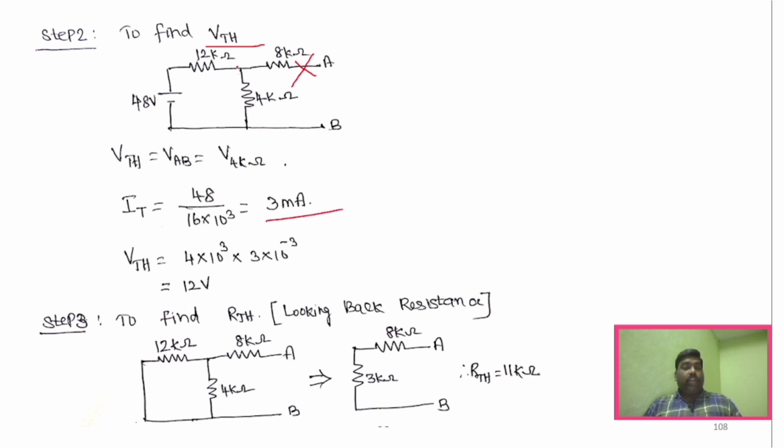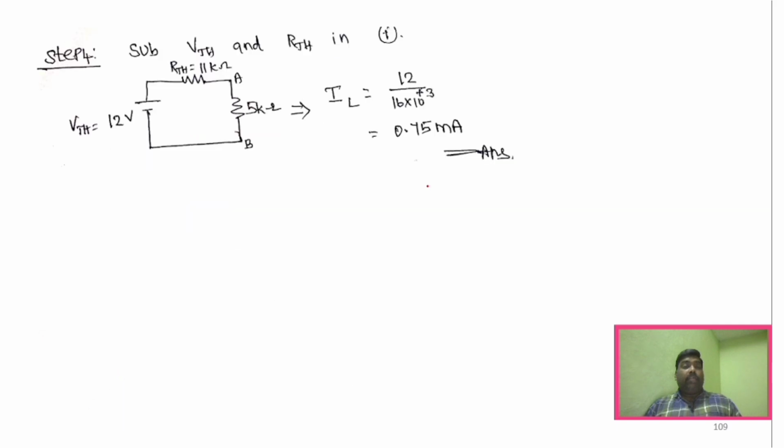We have to find out the voltage across this particular resistor, so it will be 12 volt, and then we have to find out RTH. For RTH, what we have done is we have taken this two as a parallel connection, right? So we obtained 3 kilo ohm. So RTH becomes 11 kilo ohm, right? And then we found out the final value of IL current, which is 0.75 milliamp, right?